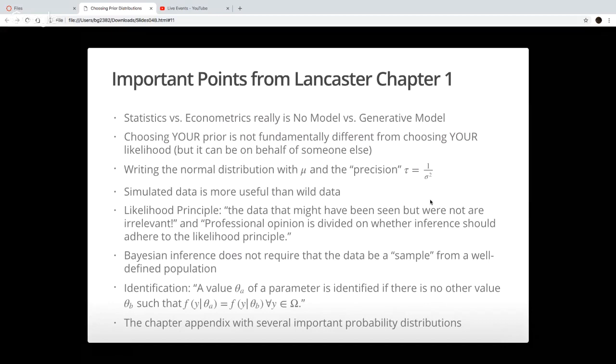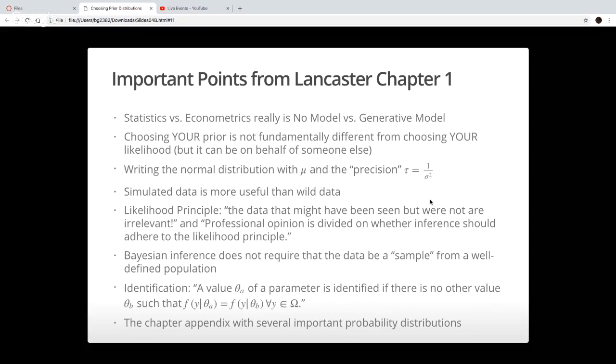Talks a lot about using simulated data or predictive data, and that can actually be better for understanding what's going on and the pitfalls and things like that than what I call wild data, or data that are collected from the world. So you always want to make sure that your Stan programs and whatnot are working on simulated data before you try them on wild data.